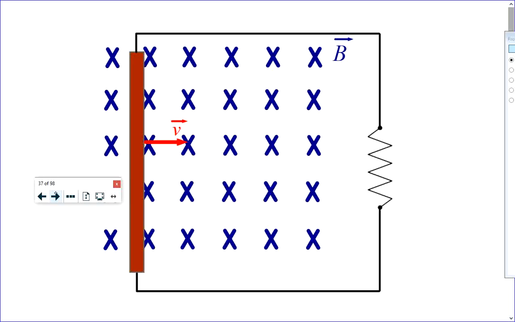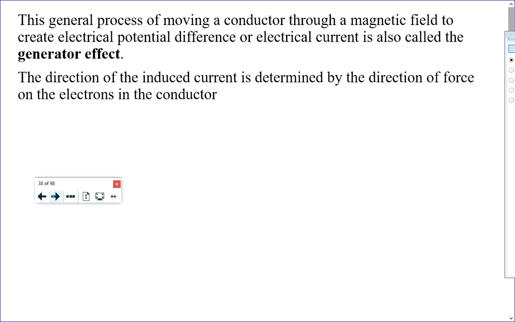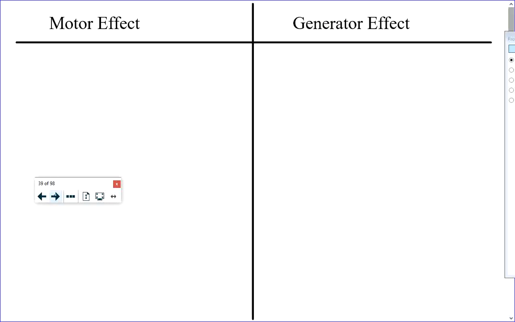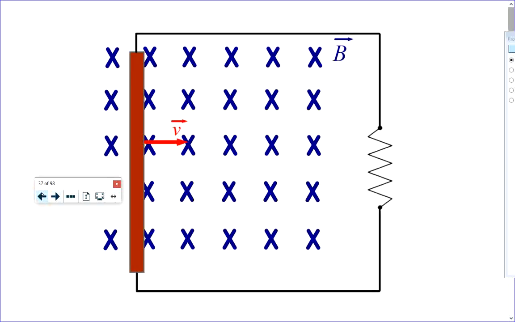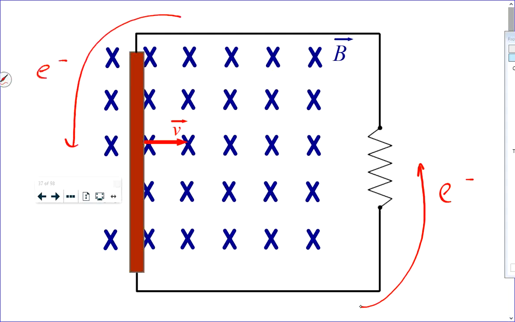So what is the direction of... I thought I had them here. I guess I didn't. What is the direction of conventional current? Well, the electrons we decided were forced down, which means electron flow is that way. Throughout the whole circuit, right? Electrons are flowing in this direction. But conventional current is flowing in the opposite direction.